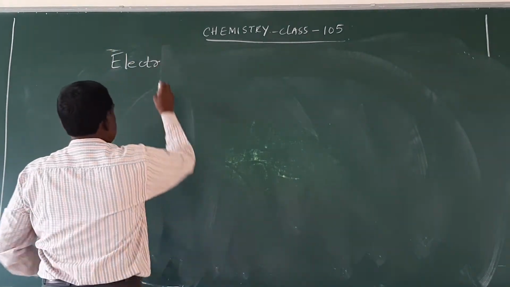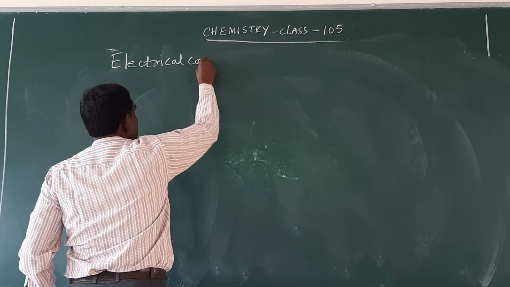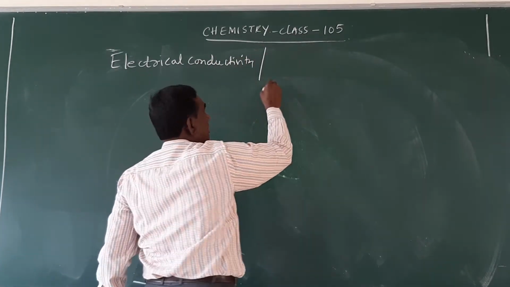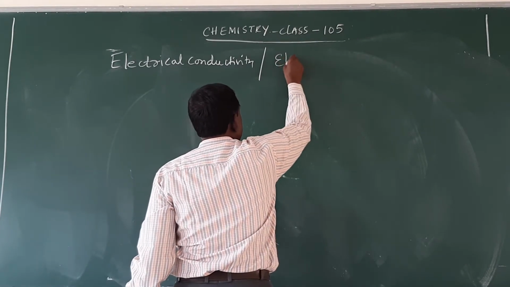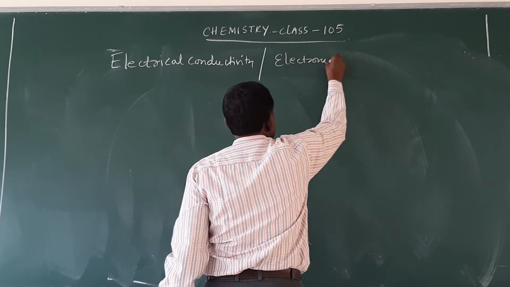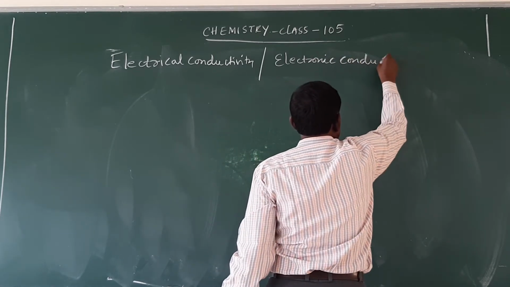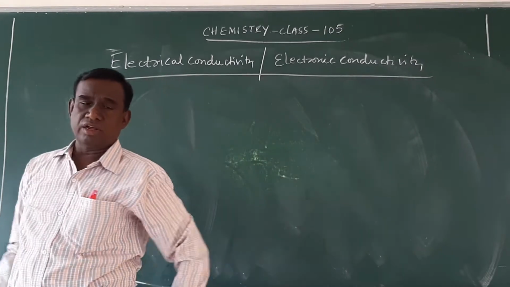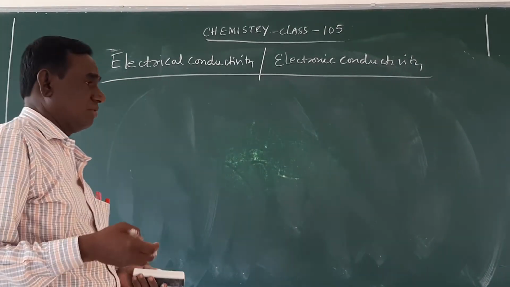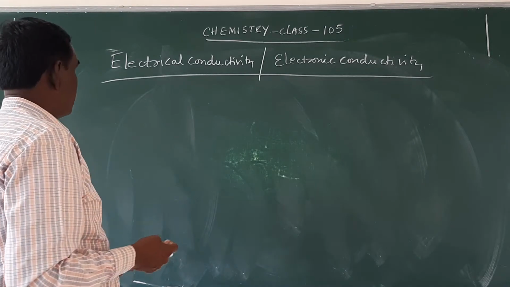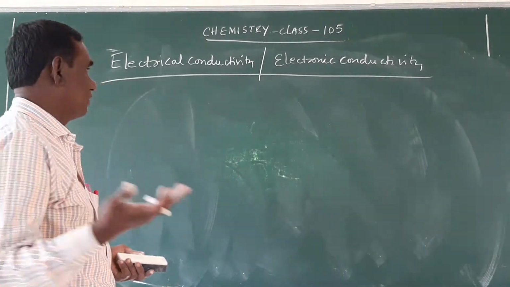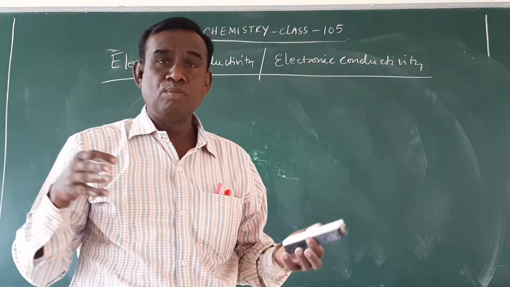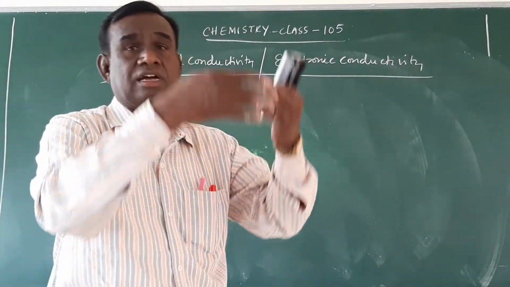The first one is electrical conductivity. This electrical conductivity is often called electronic conductivity. Electrical conductivity or electronic conductivity itself shows that it is the conductivity produced due to the movement of electrons in the metallic conductors.